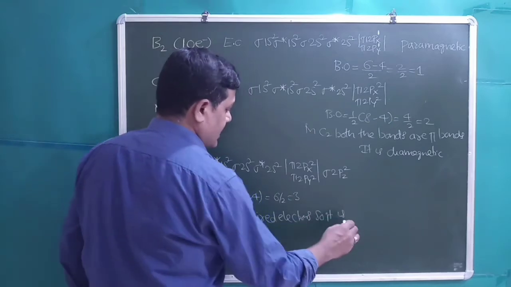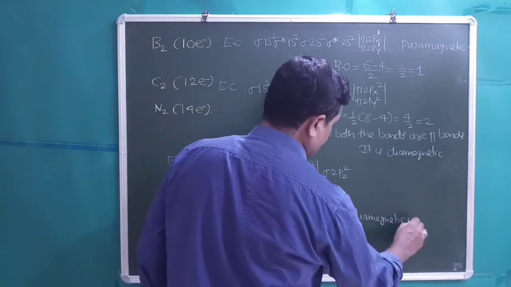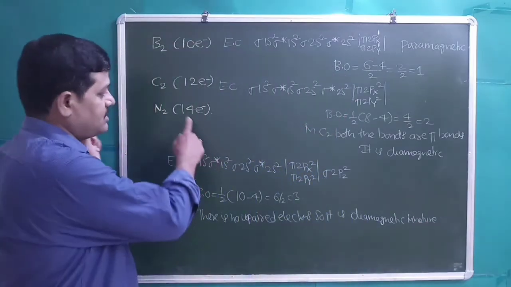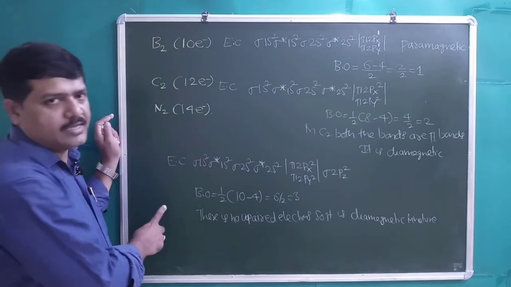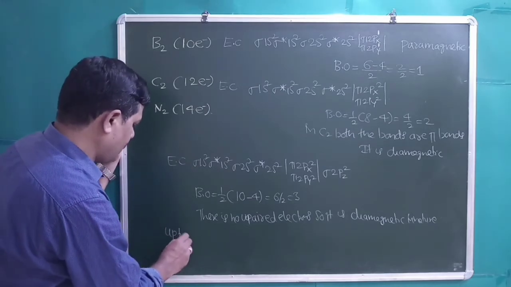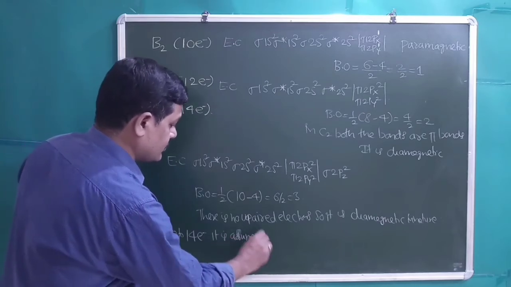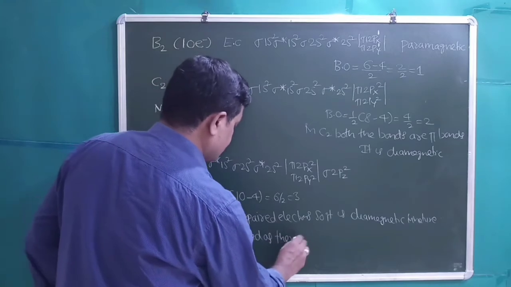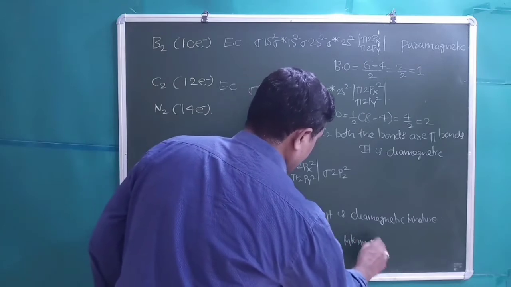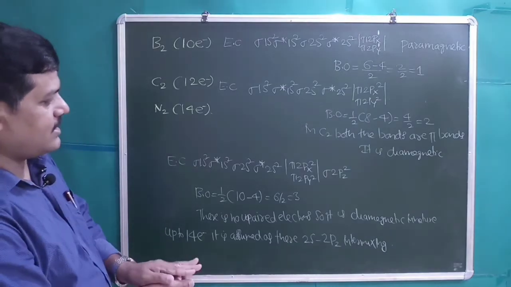So N2 is diamagnetic in nature. Students, for species up to 14 electrons, it is assumed that there is 2s-2pz intermixing. So that's why we get this electronic configuration order.